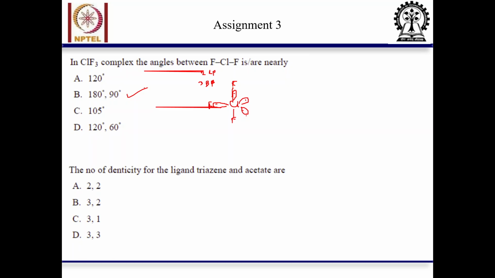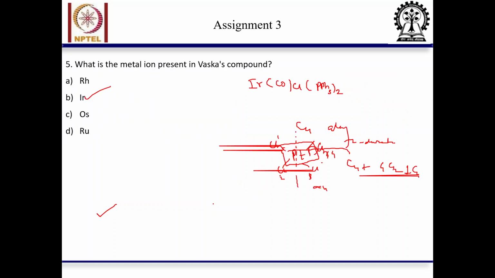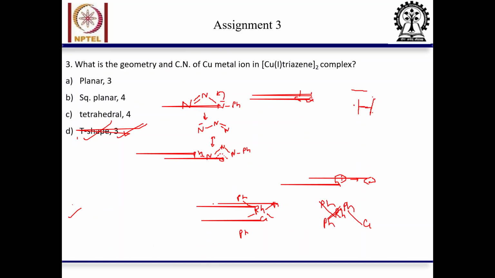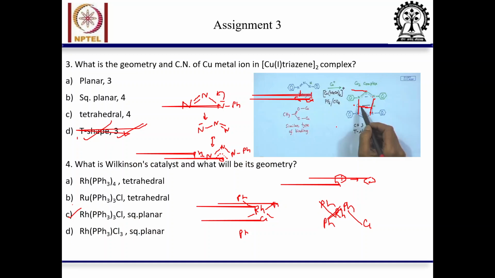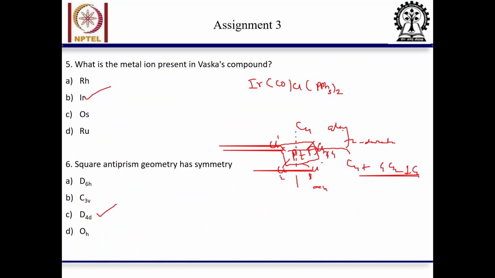Okay. For triazine or acetate, the answer is 2, that is correct. I will just write the structure here. Oh, triazine 3, how? Because we have discussed the first or second question already, right? How many denticity is there? Only 2 nitrogen are there to give the lone pair, right? That is 2 and 2.